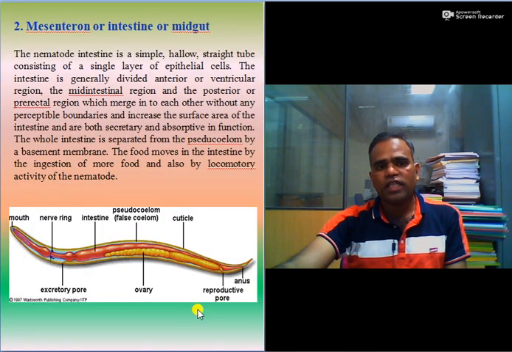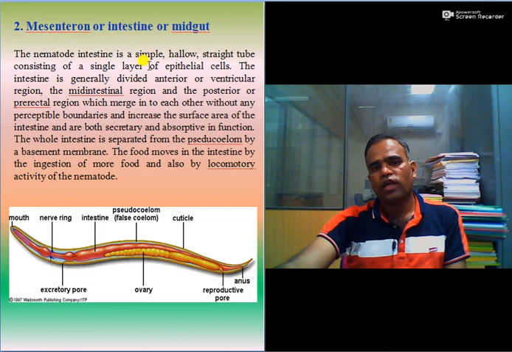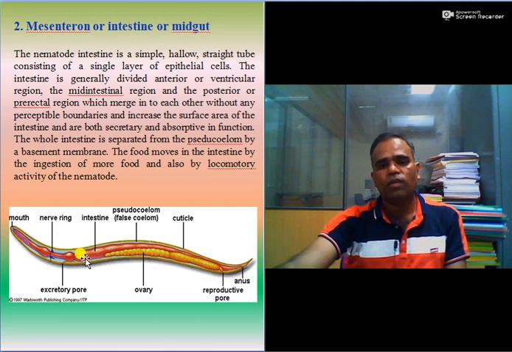Then the second part is the mesenteron, or intestine, or midgut. So the nematode intestine is a simple hollow tube. You can see here, this is all about the intestine. It contains a single layer of epithelial cells.